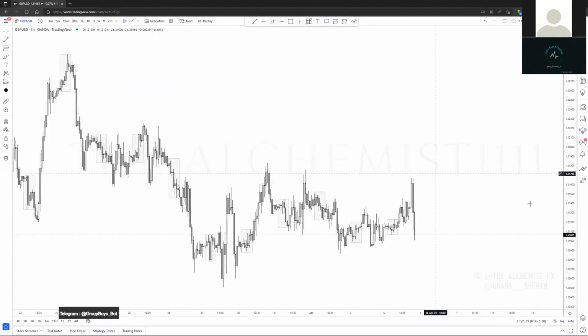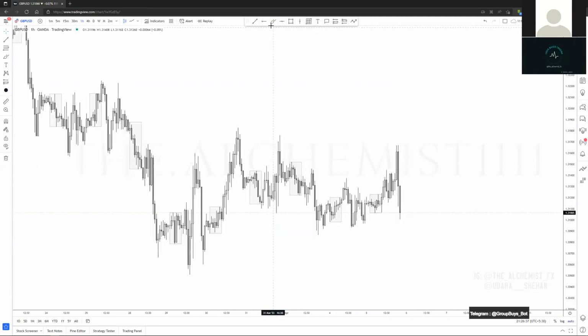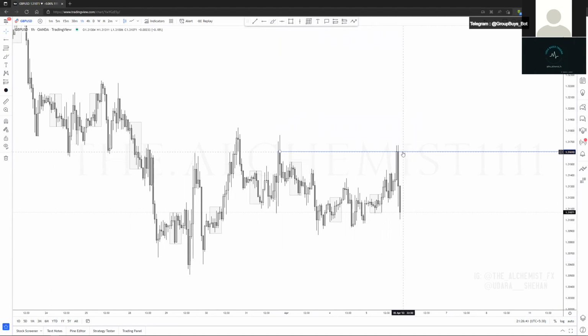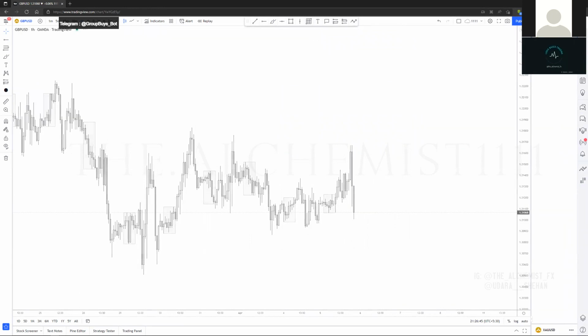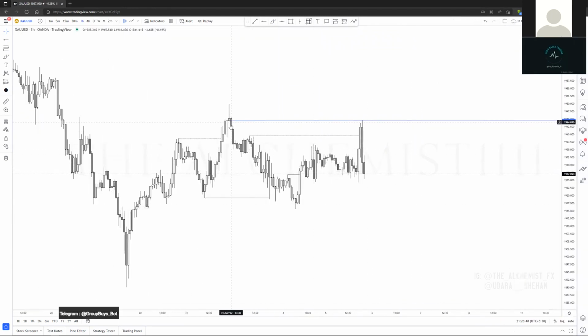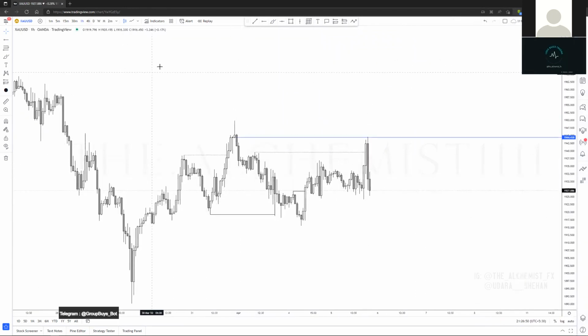See, even today, where did this move come into? Into the rejection block. I had a very clean entry on gold that dropped almost 200 pips today. Because I told you, a higher time frame rejection block is a lower time frame order block.